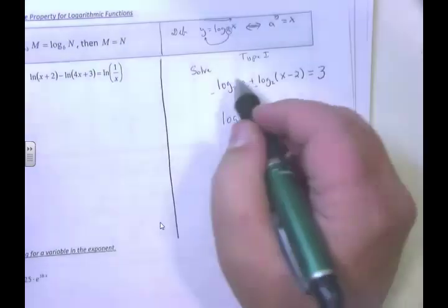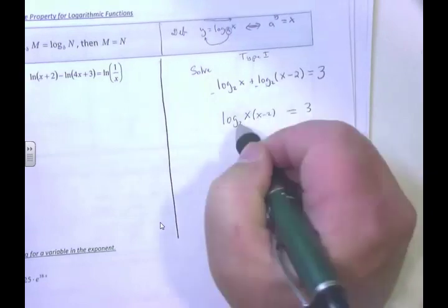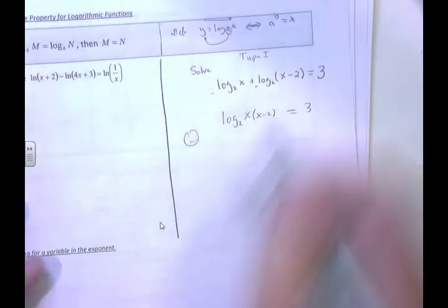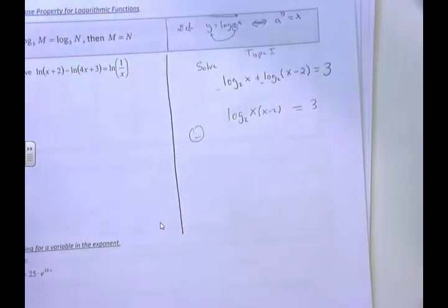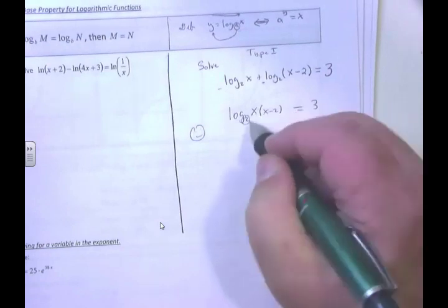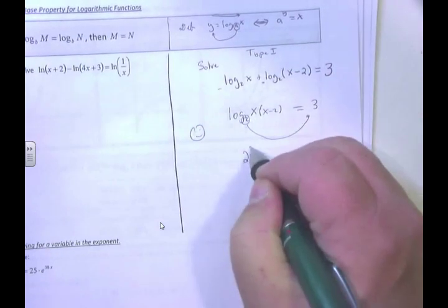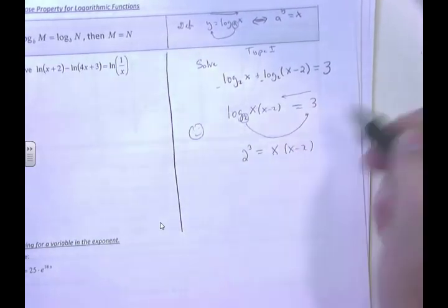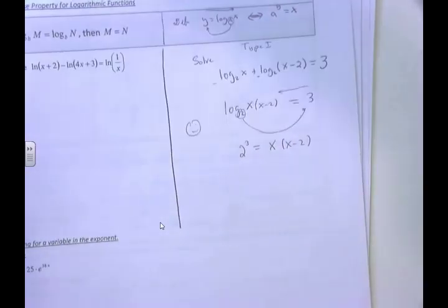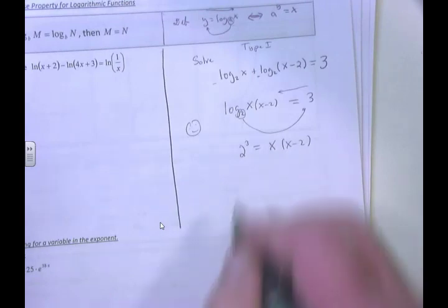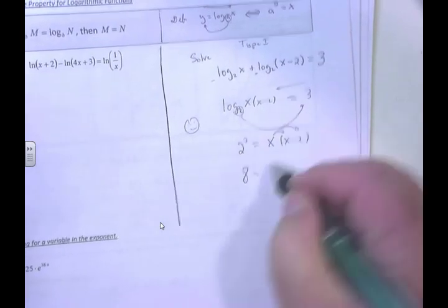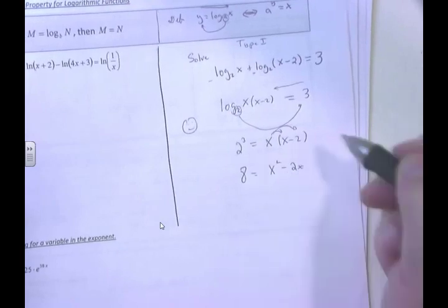Here we go. I've converted my multiple logs to one big log equal to a number. Now I'm going to smile at it. Start with the base, use your definition. Raise it to the other side: 2 cubed equals what you're taking the log of, x times (x minus 2). What's 2 cubed? 8. Oh, we can do math. What is x times (x minus 2)? I'm going to distribute. That gives me x squared minus 2x.